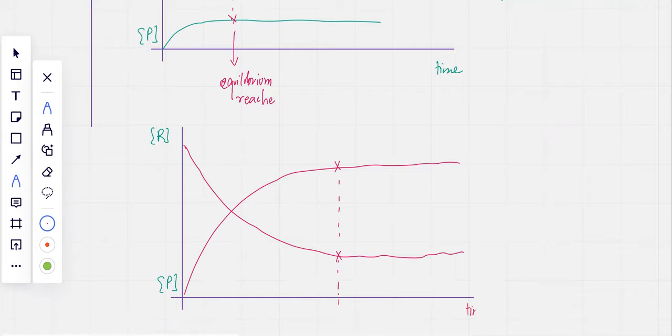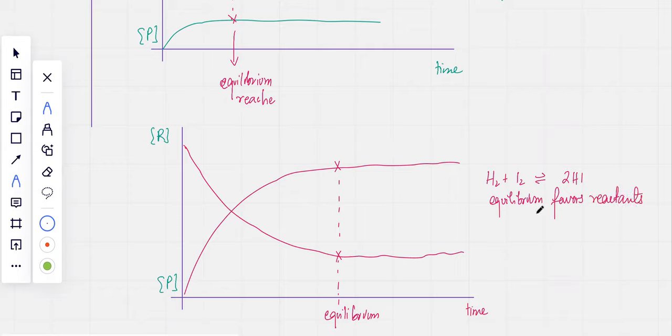This axis represents time. So equilibrium has been reached. I'm talking about the same reaction, H2 and I2 in equilibrium with 2HI. The reason I'm discussing these graph questions is that recently a few questions have come where you had to extract data from the graphs.